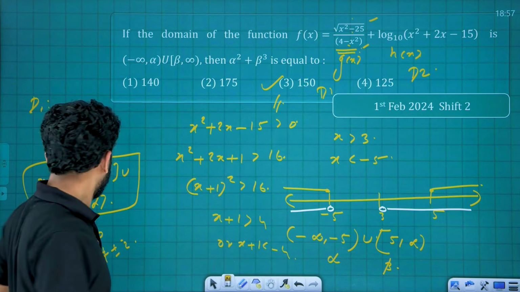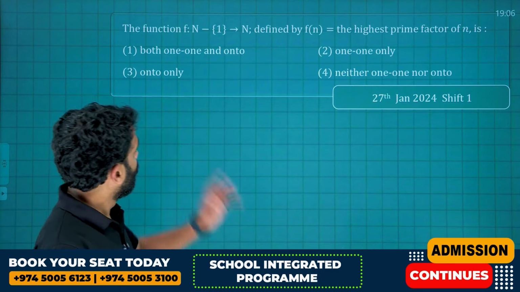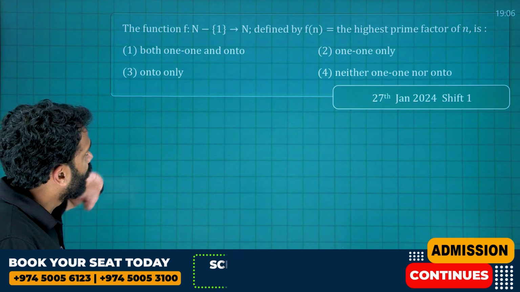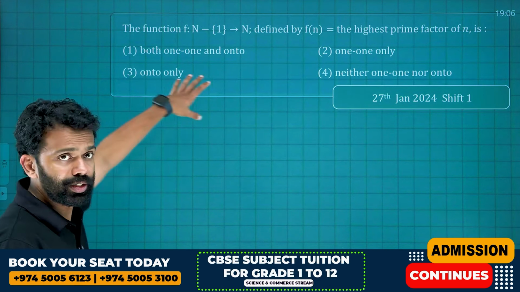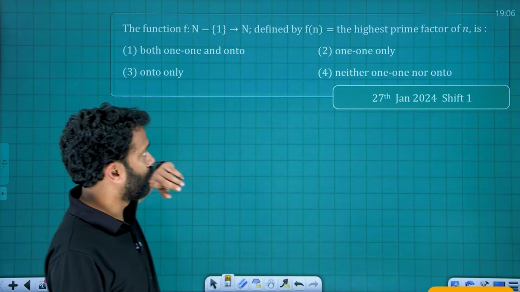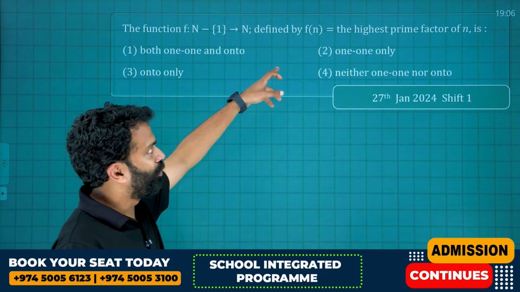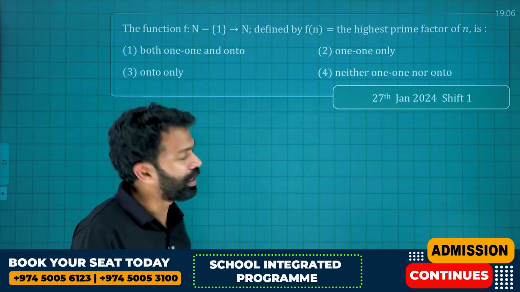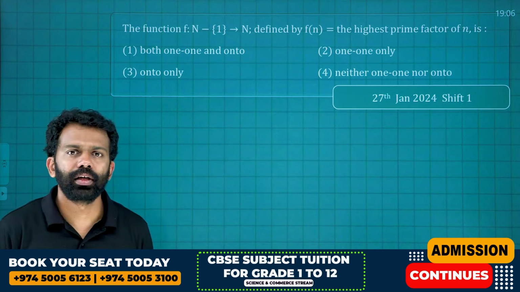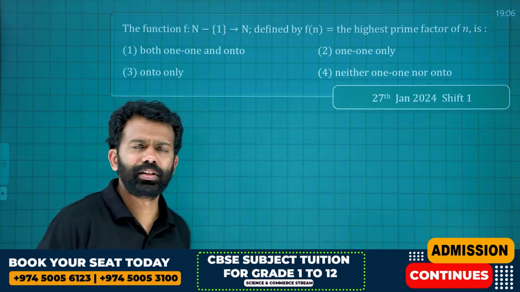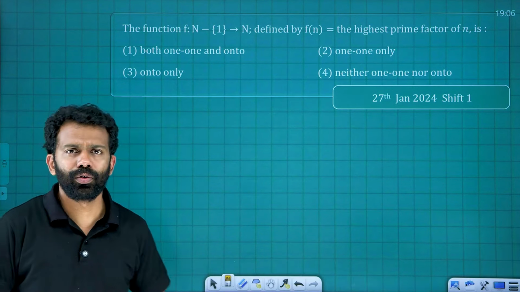Next one. A very easy one. The function f defined from natural numbers minus 1 to natural numbers. Domain is all natural numbers except 1 and codomain is natural numbers. Defined by f of n is equal to highest prime factor of n. You need to identify the injectivity and surjectivity of the function. That is whether the function is one-one or many-one or onto or into.